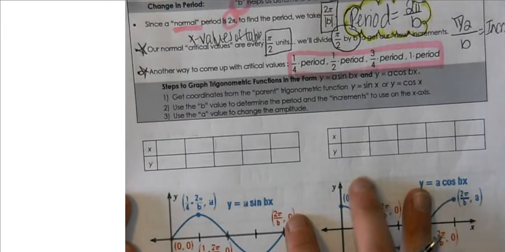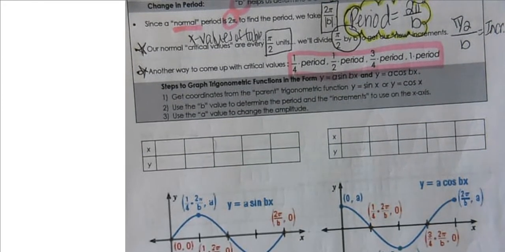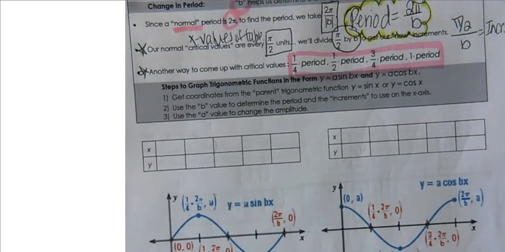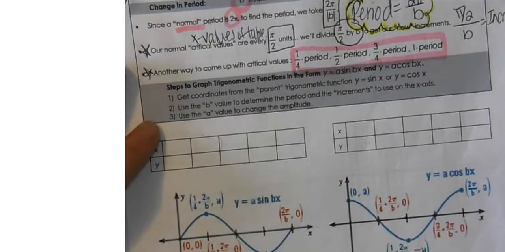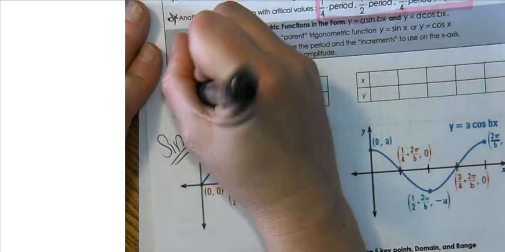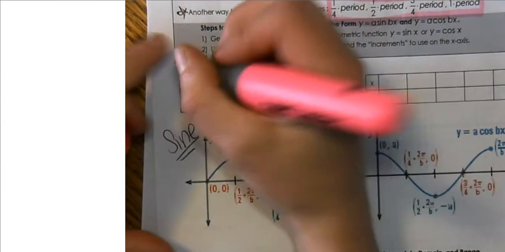So here are the steps that you guys will need to do when it comes to graphing these functions. The first thing you need to do is recognize what type you have. Do you have a sine or a cosine function? And in this picture, this is a sine function. And sine functions always start at 0, 0. That is always going to be your first ordered pair. Always.